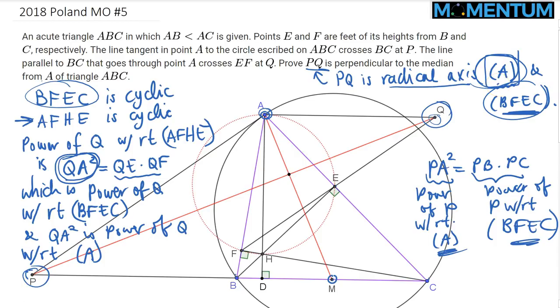As such, because those two are on the radical axis, PQ must be perpendicular to the line segment connecting the centers of those two circles, A and BFEC. The center of circle A is A, the center of circle BFEC is M. So we have the desired result. Therefore PQ, the radical axis, is perpendicular to the line segment connecting the centers of those two circles. Now this was a solution for this problem.